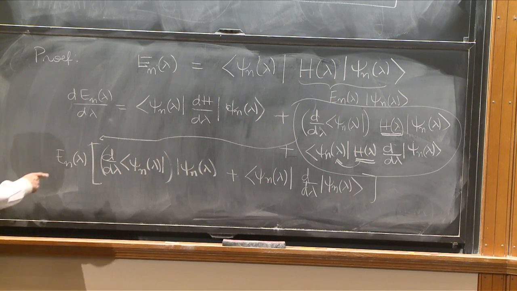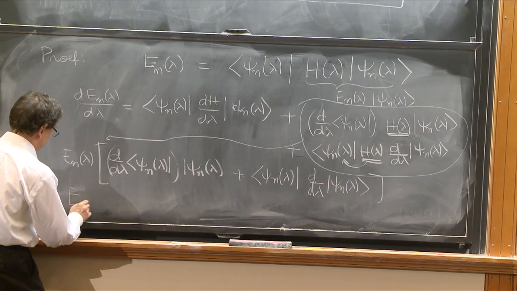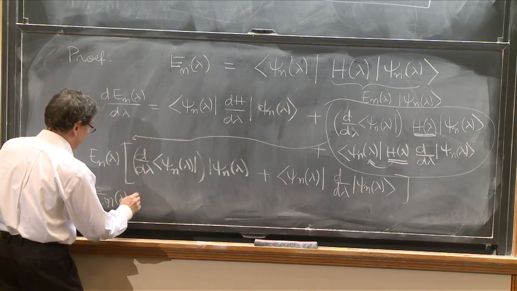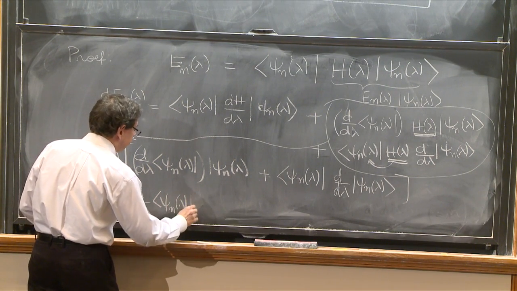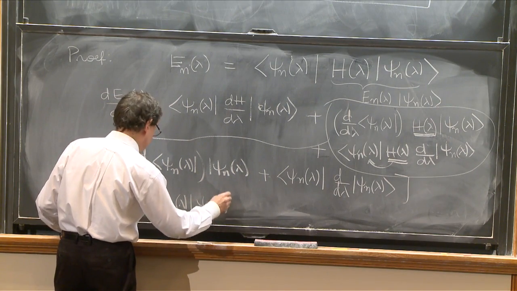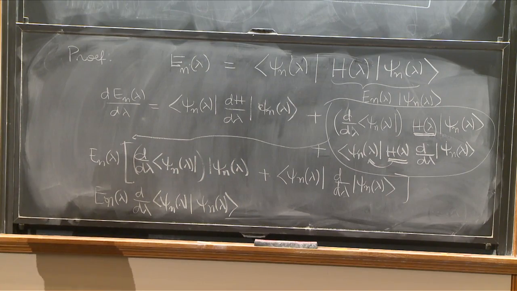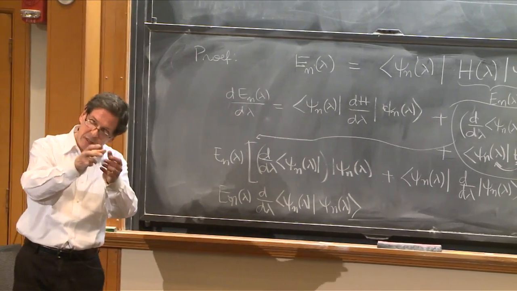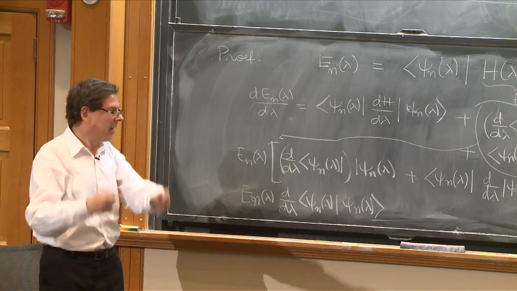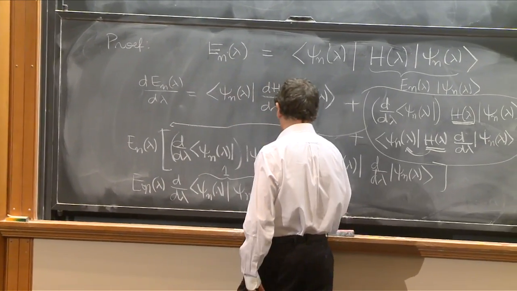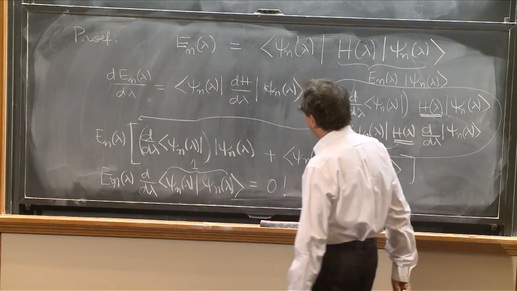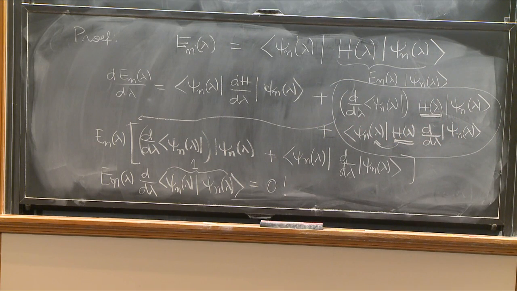But this is nothing else than the derivative of the inner product. To differentiate the inner product, you differentiate the bra, you differentiate the ket, and do it. And this thing is equal to 1 because it's normalized, so this is 0. End of proof. These two terms vanish. And the result holds.